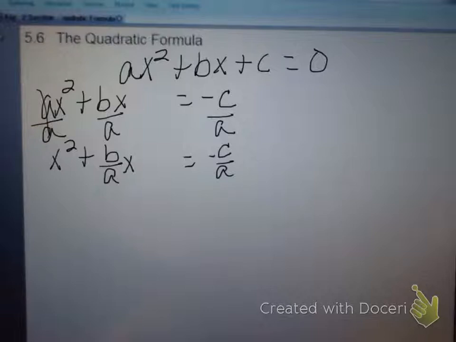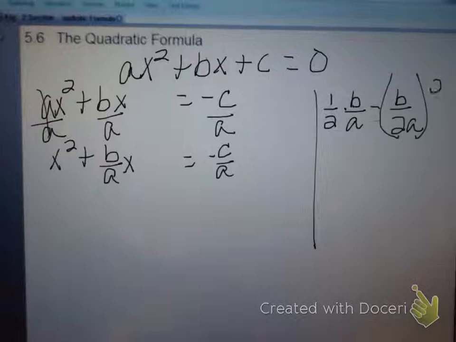Now, we have to turn this into a perfect square trinomial, and the process is taking half of b and squaring it. So I'm going to go to the side and multiply 1/2 times b over a, and you get b over 2a. And then square it, that gives you b squared over 4a squared. And that is what I add to both sides.